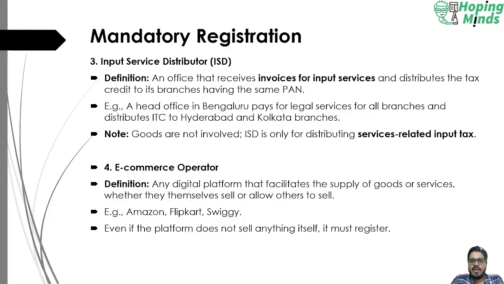Then e-commerce operator, any digital platform that facilitates the supply of goods or services whether they themselves sell or allow others to sell. Allow others to sell means they act as an aggregator. Example, Amazon, Flipkart, Swiggy, Zomato, etc. Even if the platform does not sell anything itself, it must get registered because it is allowing others to use its platform.